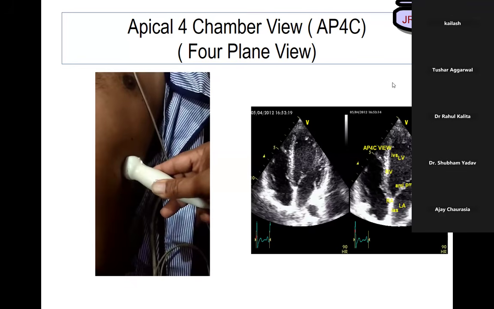Sir, what are the structures seen in the right parasternal view? Structures seen in the right parasternal window. We always focus on the aorta, the ascending aorta. The right parasternal window is the most important window to look for aortic valve gradients. Okay. Thank you, sir.